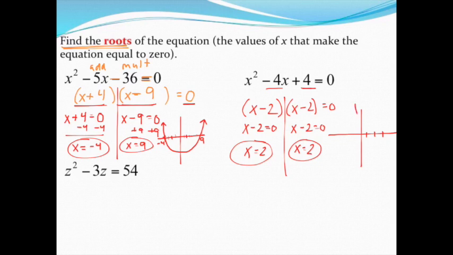The only way a parabola could just touch the x-axis once is if it's the vertex. So that's what happens in this double solution case. Our parabola comes down and just the vertex intersects at negative 2. Okay, let's do one more of these before we switch things up a little bit.